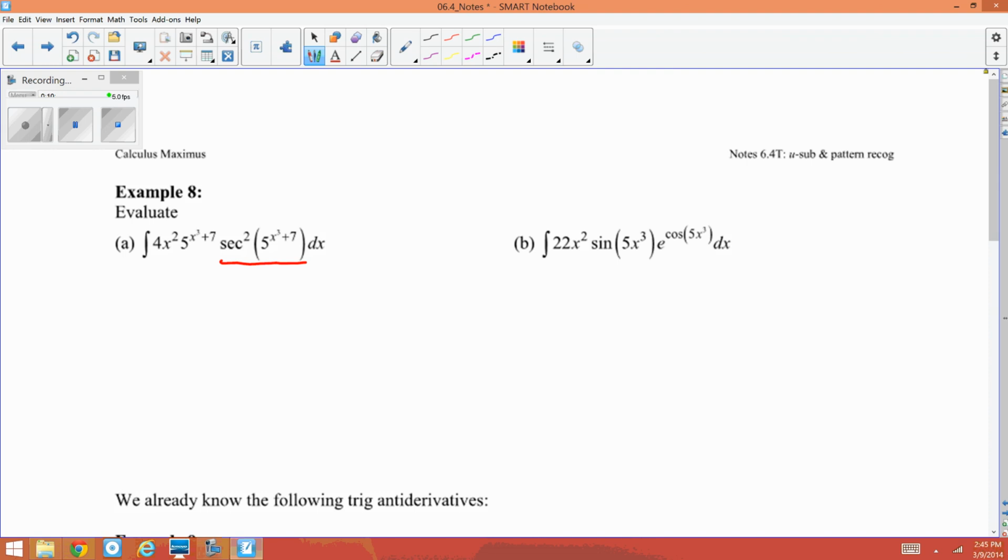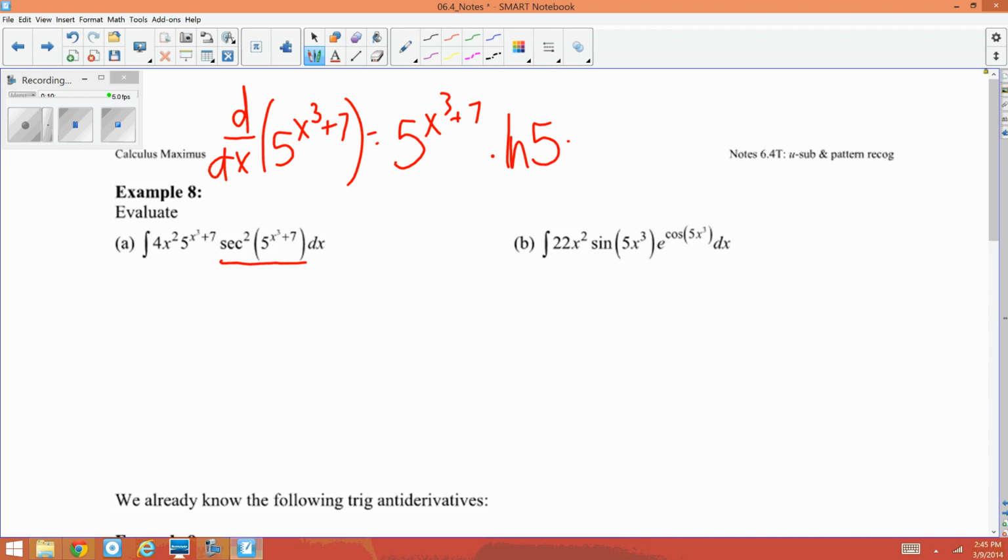So if I think in my brain, all right, wait, what's the derivative of 5 to the x cubed plus 7? All right, well, you repeat it times the ln of 5 times the derivative of the inside. So that's pretty close to what we have. We're only off by constant factors. So this is something we're going to be able to do.